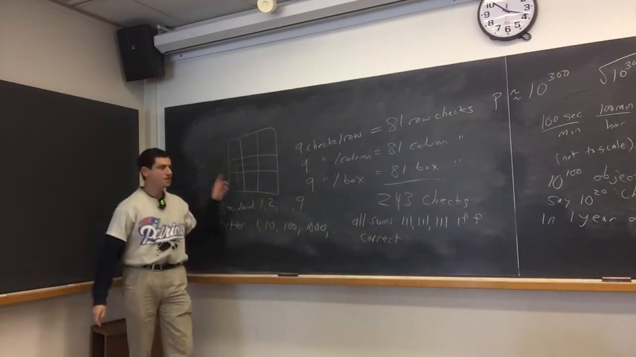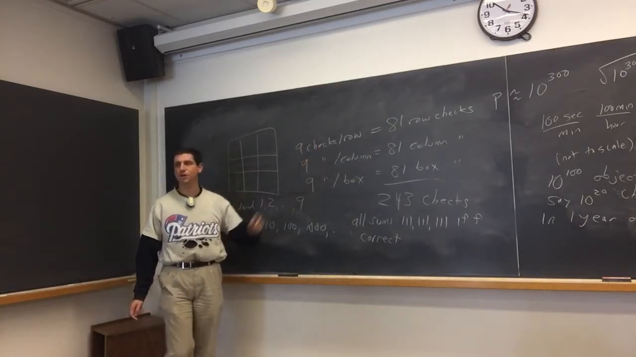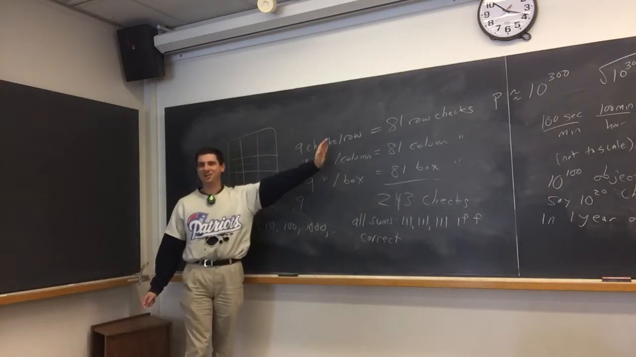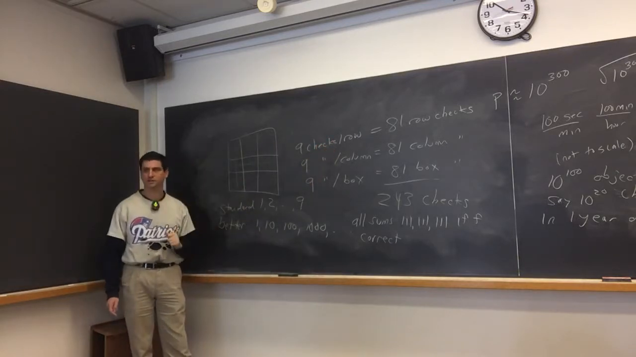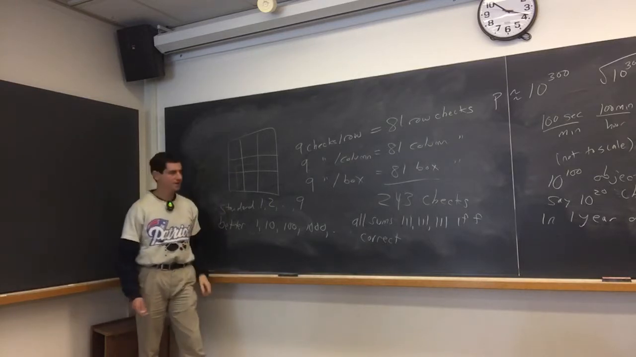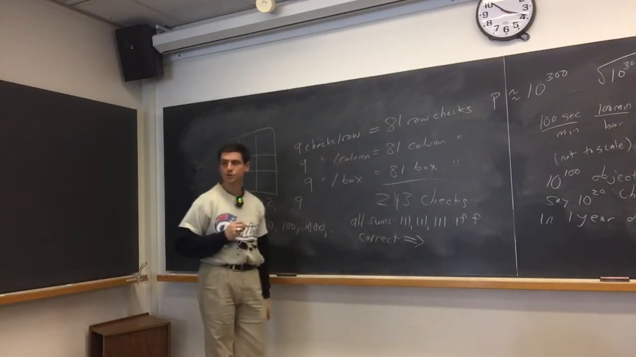So now, rather than going through and saying, is there a 1 in this row? Is there a 2 in this row? Is there a 3 in this row? I just add once. Is it 111,111,111? Yes, great, I've checked everything. One check for each row, one check for each column, one check for each box. How many checks? 27 checks.